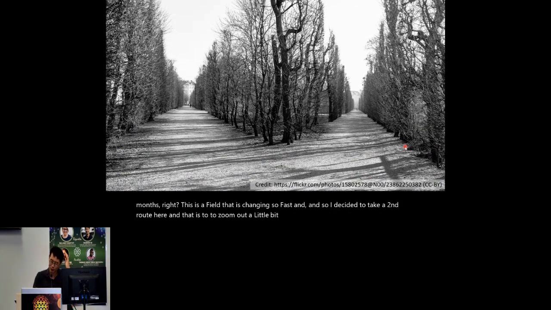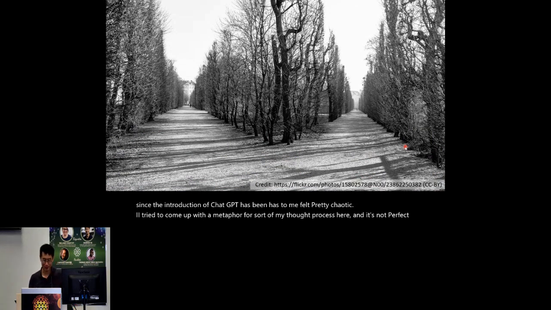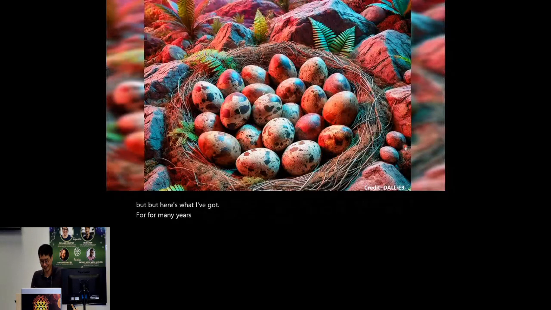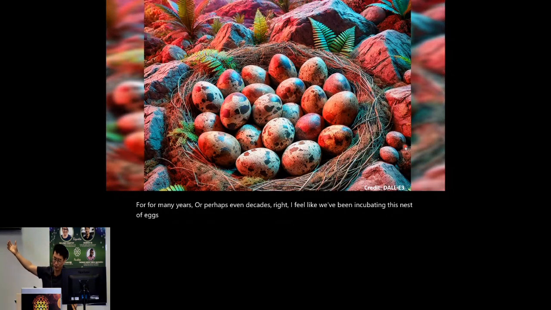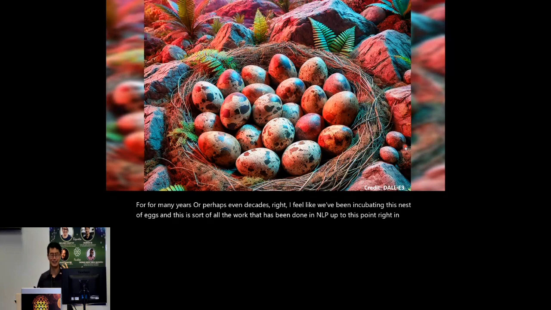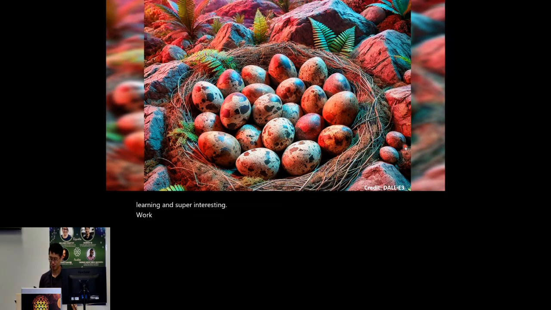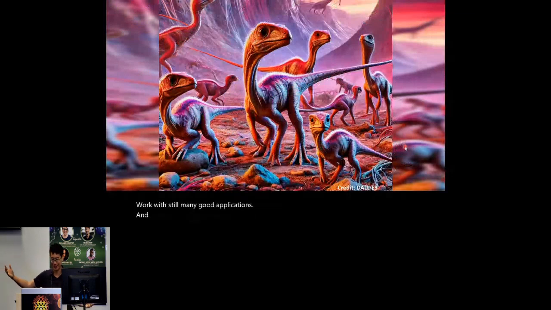So again, the last 20 or so months since the introduction of ChatGPT has to me felt pretty chaotic. I tried to come up with a metaphor for my thought process here, and it's not perfect, but here's what I've got. For many years, or perhaps even decades, I feel like we've been incubating this nest of eggs. And this is all the work that has been done in NLP up to this point, in terms of rule-based systems and word embeddings and neural networks and deep learning and super interesting work with still many good applications. And then these eggs hatch.